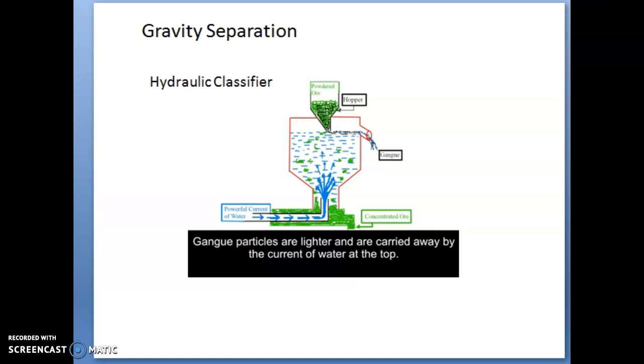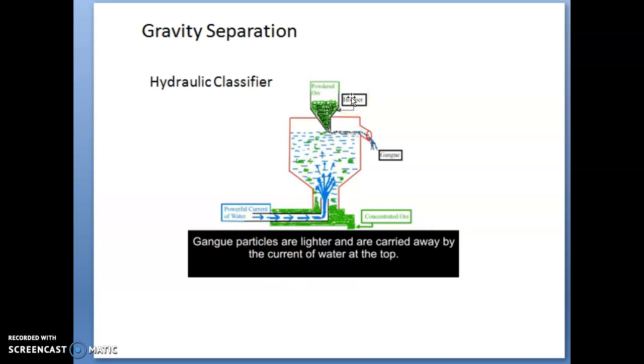For the gravity separation method, two methods are used. One is the hydraulic classifier. Here we are discussing the hydraulic classifier. In the hydraulic classifier, the finely powdered ore has to be taken in a conical reservoir, and a powerful stream of water is applied from the bottom of the reservoir.